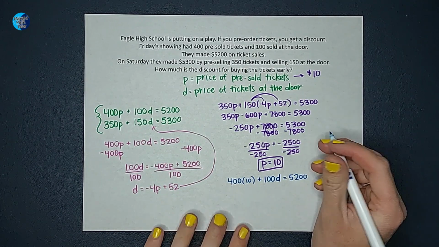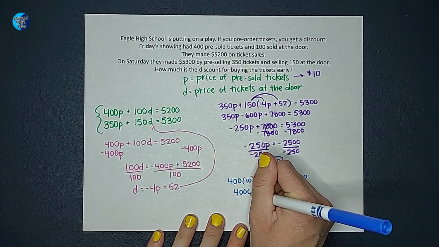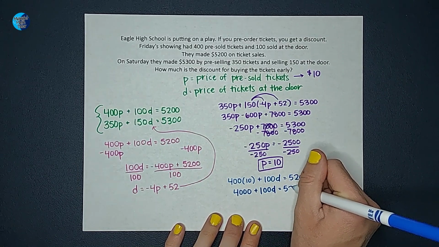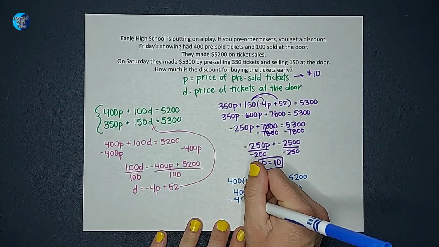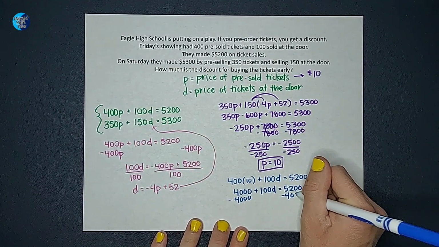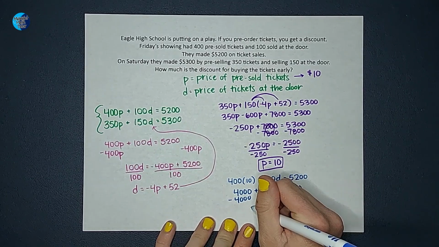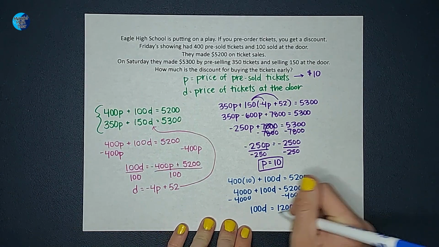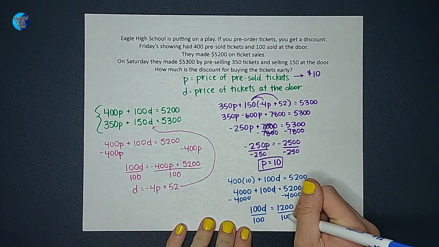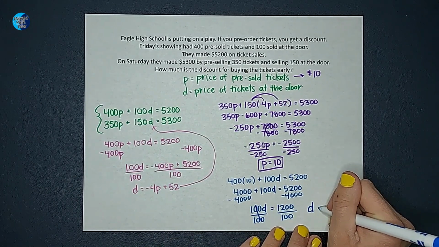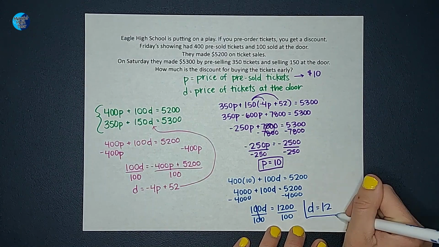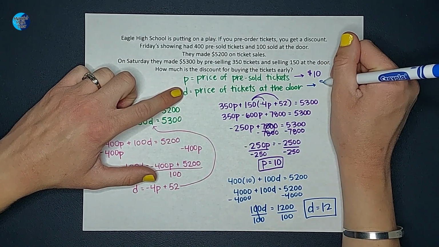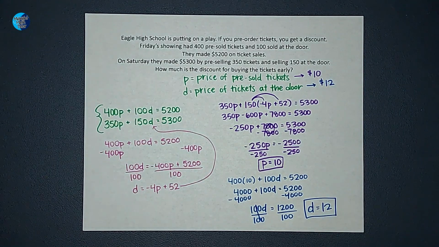Well, 400 times 10 is 4,000, last time I checked, plus 100D equals 5,200. Again, just a two-step equation. I'm going to subtract 4,000 from both sides, and I end up with 100D equals 1,200. Divide that by 100, and I end up with D equals 12. All right, what was D? D was the price of tickets at the door. So tickets at the door were $12.